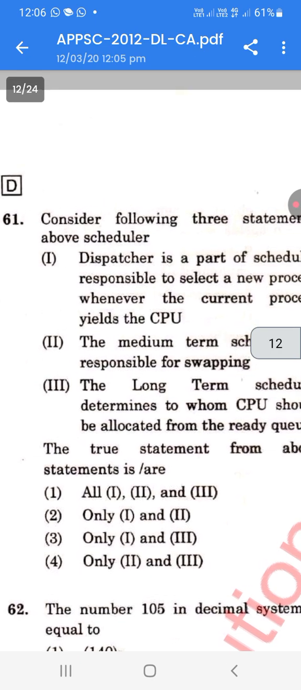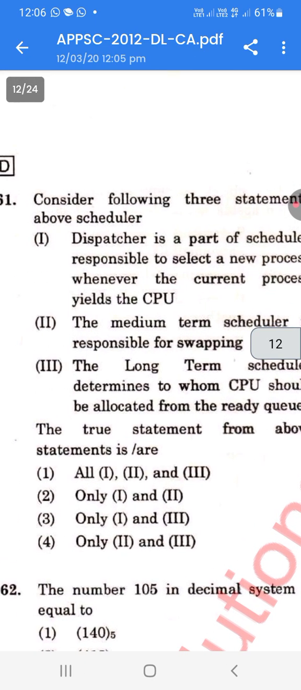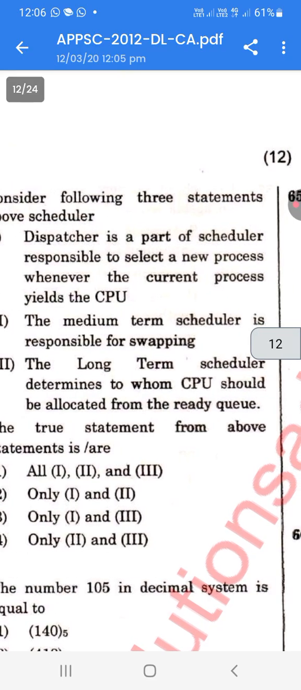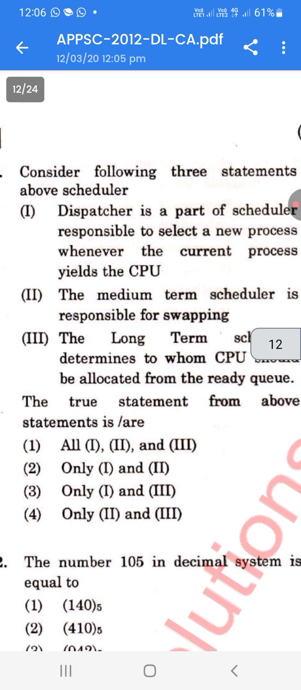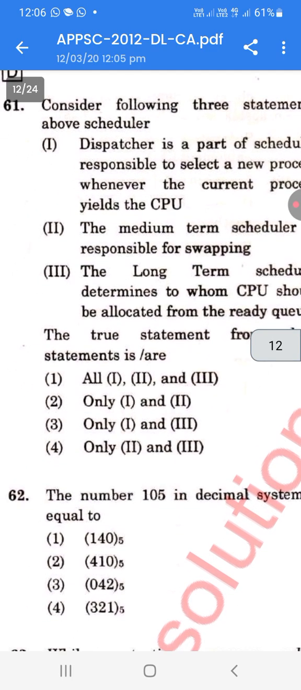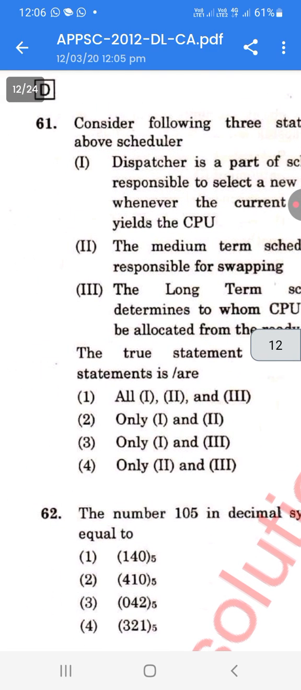61. Consider following 3 statements about scheduler. Dispatcher is a part of scheduler responsible to select a new process whenever the current process yields the CPU. The medium-term scheduler is responsible for swapping. The long-term scheduler determines to whom CPU should be allocated from the ready queue. The true statements from the above statements are: only 1 and 3 are true statements.